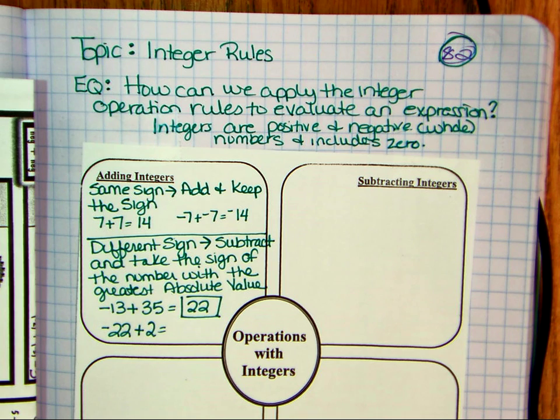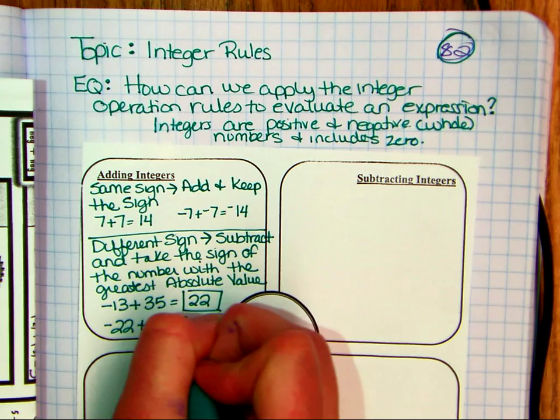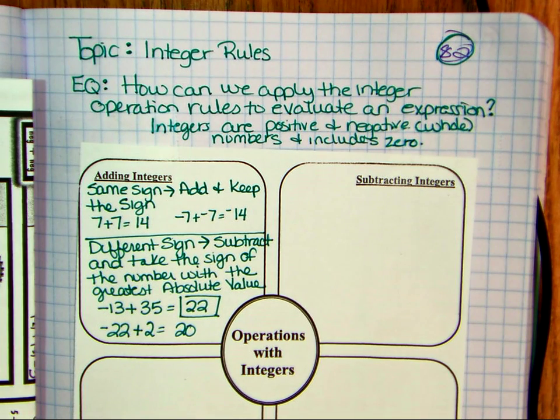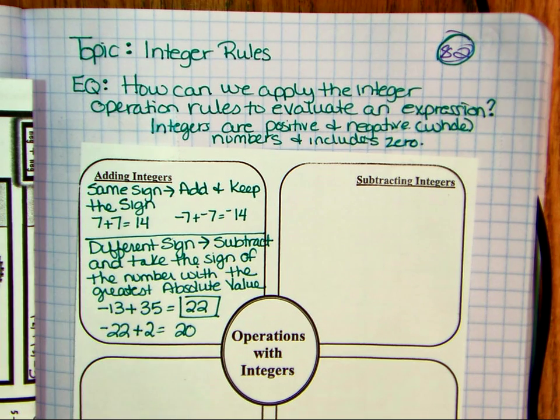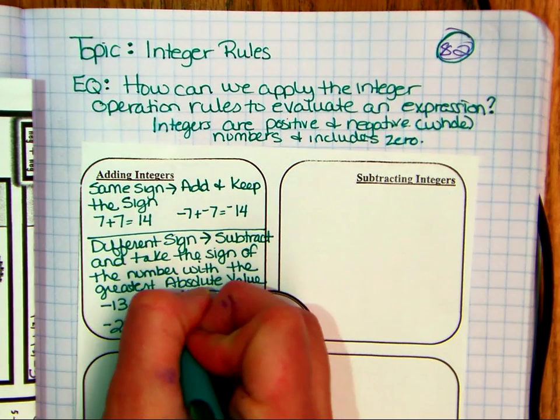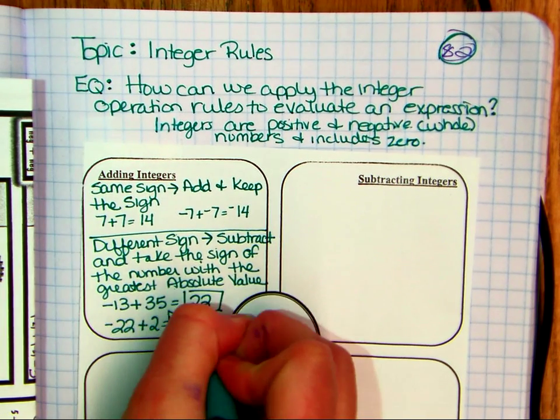Now let's say I have negative 22 plus 2. Well, I take the bigger number, which is 22, I subtract the smaller, which is 2, and I get 20. Now I need to figure out, is my answer going to be a positive or negative? Well, looking at my absolute values, negative 22 is further from 0. Therefore, the negative has the greater absolute value, and my answer will be negative.